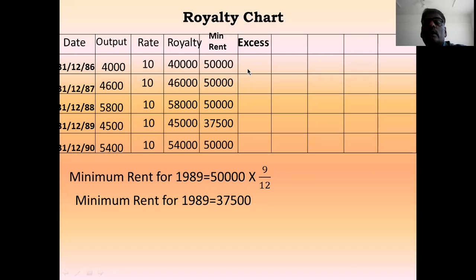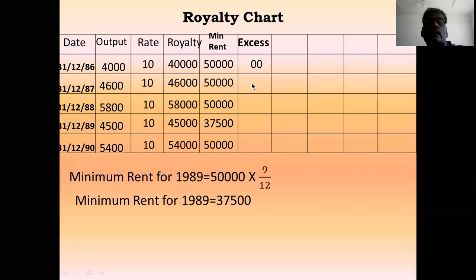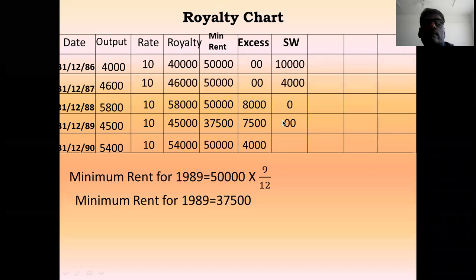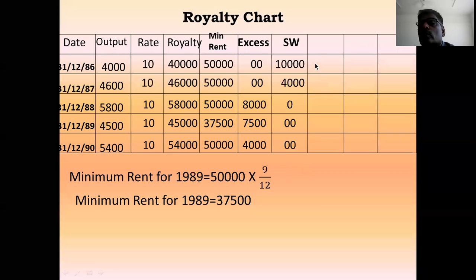Excess means royalty minus minimum rent. First year no possibility, second year no possibility, third year there is an excess of 8,000, and fourth year there is an excess of 7,500, that is 45,000 minus 37,500. And fifth year there is an excess of 4,000. This is the excess. And next come to short working. First year short working is 10,000, that is 50,000 minus 40,000. Second year short working is 50,000 minus 46,000, 4,000. Third year no short working, fourth year no short working, fifth year no short working.